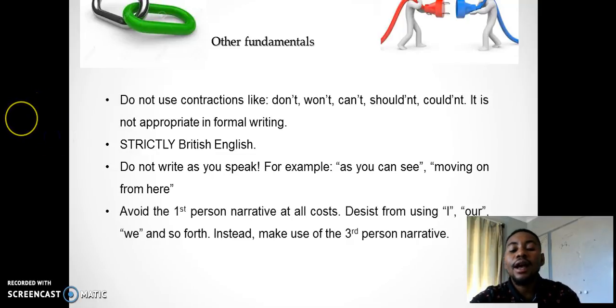Avoid this in writing and avoid the first person narrative at all costs. This is from using I, our, we, and so forth. These are first person narrative signals. Instead, make use of the third person narrative. Why? This is because in writing they are expected to be objective. The reader themselves also has to have their feelings, their ideas, their judgments after reading a text. So if you use things like I, our, already, you are driving away from objectiveness, but going towards subjectiveness, which should not be.